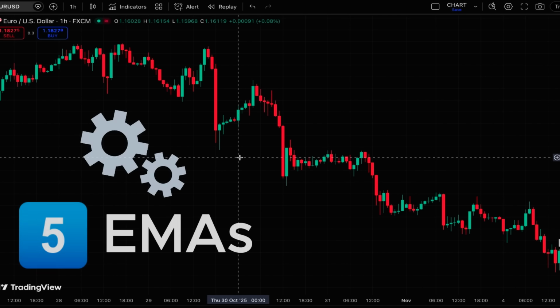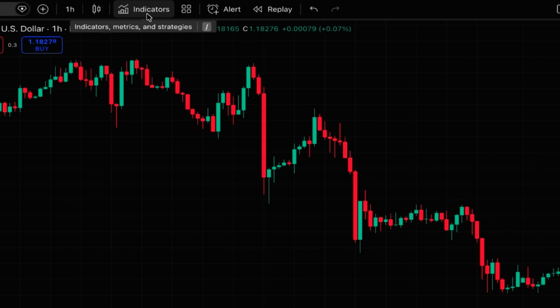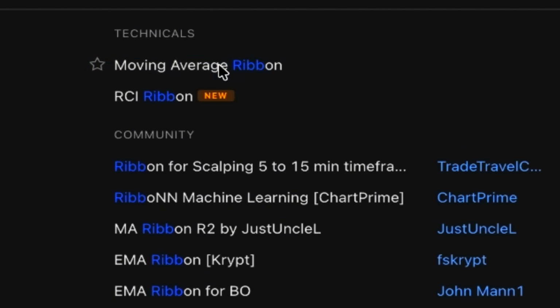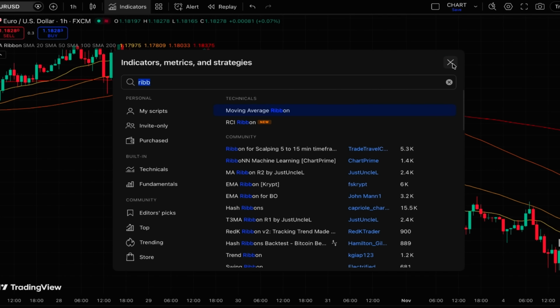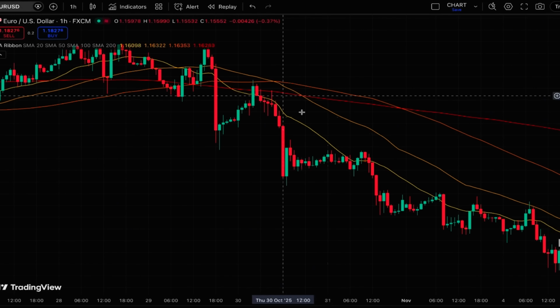Alright, we need to add 5 exponential moving averages with some special settings and combination. Here we click on indicators and we search ribbon, this one. Moving average ribbon. This indicator gives you 4 moving averages, and then later I will add another EMA. We need to change the settings of these moving averages.